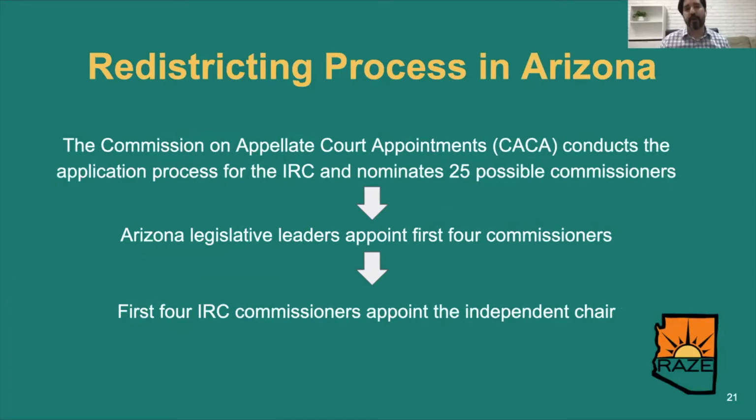So this is the beginning of the process in Arizona. There is a Commission on Appellate Court Appointments that conducts an application process for the IRC and nominates 25 possible commissioners. Arizona legislative leaders appoint the first 4 commissioners. Specifically in this process, we have the majority leaders appoint, and we also have the minority leaders. In this case, currently how the legislature is set up, that brings us to 2 Republicans on the commission and also 2 Democrats. And then after that process, the 4 commissioners will appoint an independent chair. This process helps in a way take some of the politics out of that situation. So hopefully we have less of those political issues affecting our process.